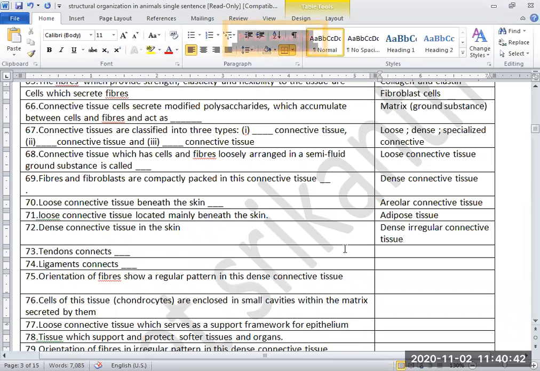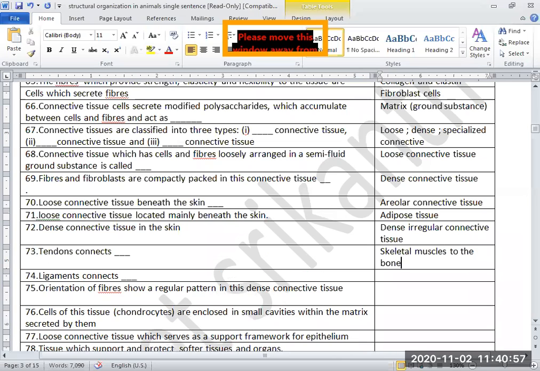Tendon connects skeletal muscles to the bone. Question 74: ligaments connect bone to bone. Very good.